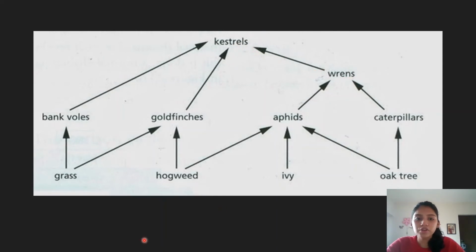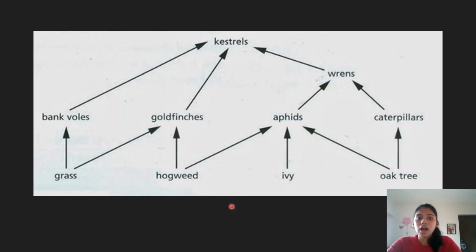Here, if you look at trophic level, obviously oak tree, ivy, hogweed, and grass are at the first trophic level. Caterpillars, aphids, goldfinches, and bank voles are all at the second trophic level. Now, in this food chain, wrens are at the third trophic level and kestrels are at the fourth trophic level. But in this food chain, kestrels are at the third trophic level because there's nothing in between.